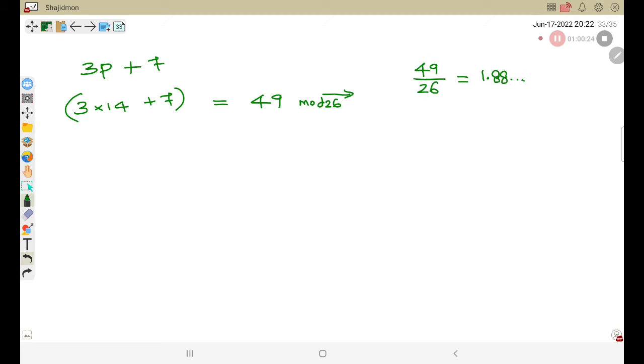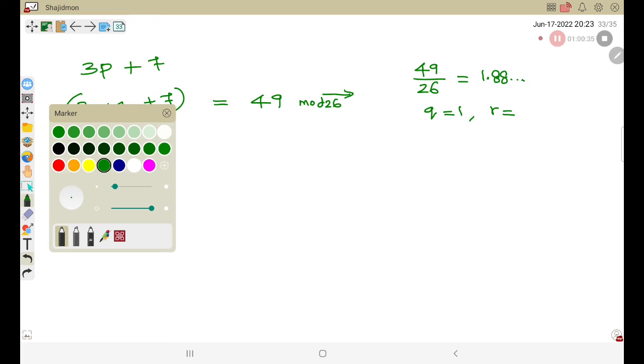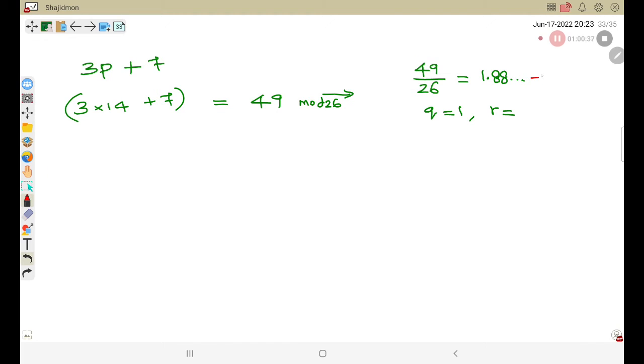Quotient equal to 1. Check what is the remainder number. Remainder number means opposite of the quotient: 49 minus 1 multiply 26. Correct. So you will get 23. So this number equals 23.